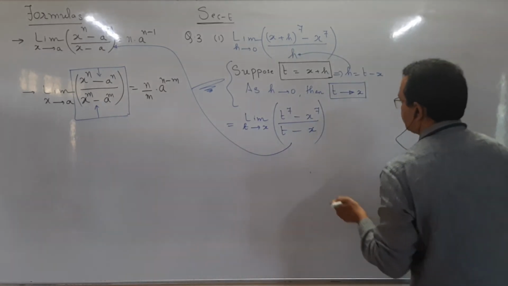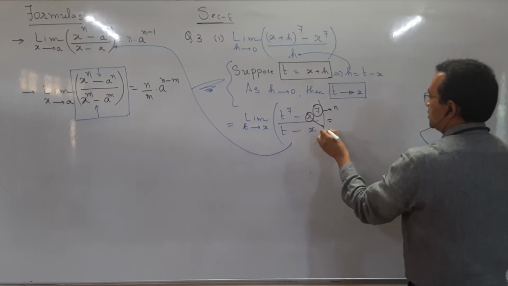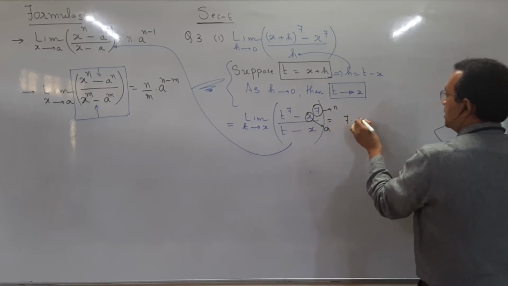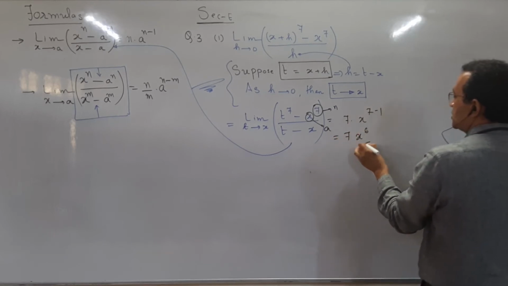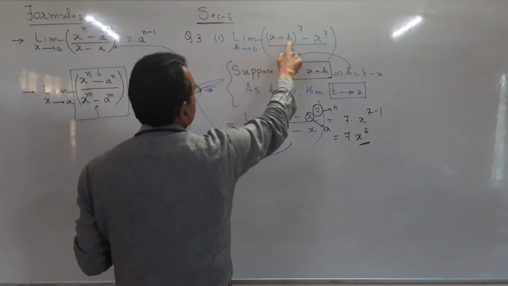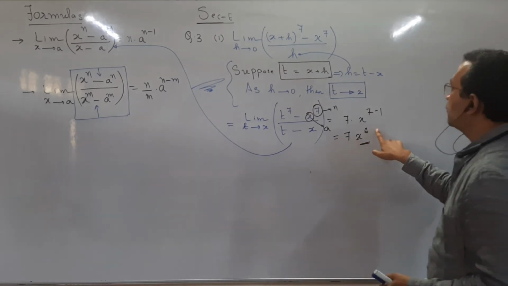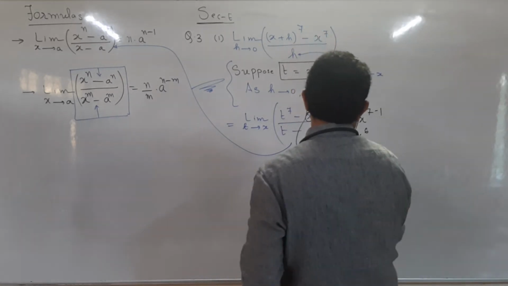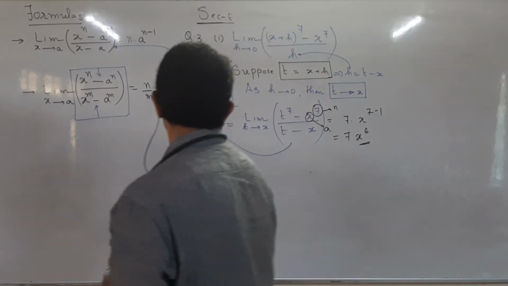Now apply the formula. So the answer, this is n and this is a. So the answer is n, a raised to n minus 1. So the answer is 7x raised to 6. So you can easily understand that if it was x plus h in the example, check example 28, it is x plus h raised to 5. So the answer will be 5x raised to 4. Suppose the power was 10, the answer is 10x raised to 9. You can easily remember this as a formula also.